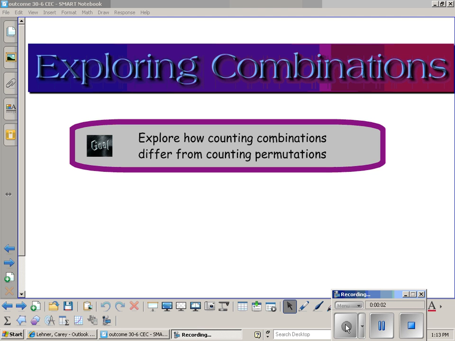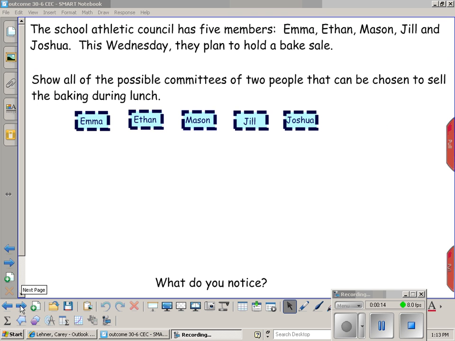In today's lesson, we are going to explore combinations. Our goal is to explore how counting combinations differ from counting permutations. So we've got the School Athletic Council has 5 members: Emma, Ethan, Mason, Jill, and Joshua.